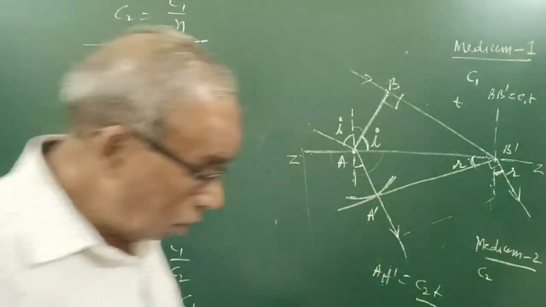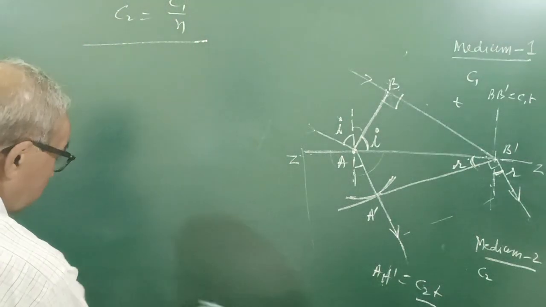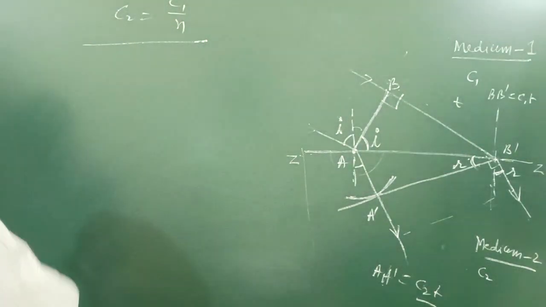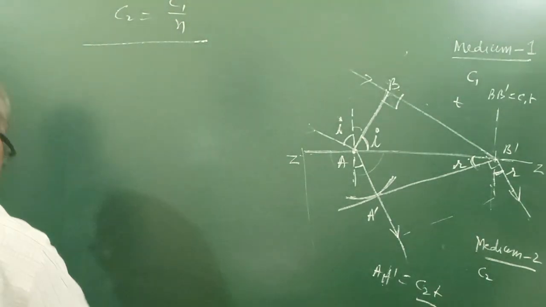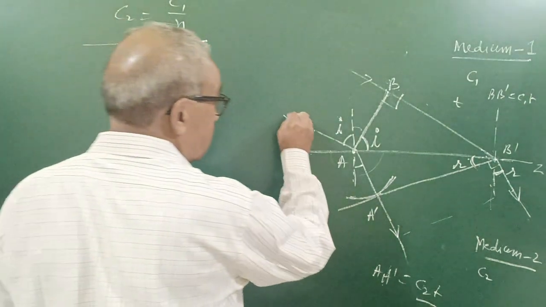And due to this reason, this theory was accepted and the theory given by Descartes was rejected. Corpuscular theory given by Descartes was rejected. Now how to prove first law?